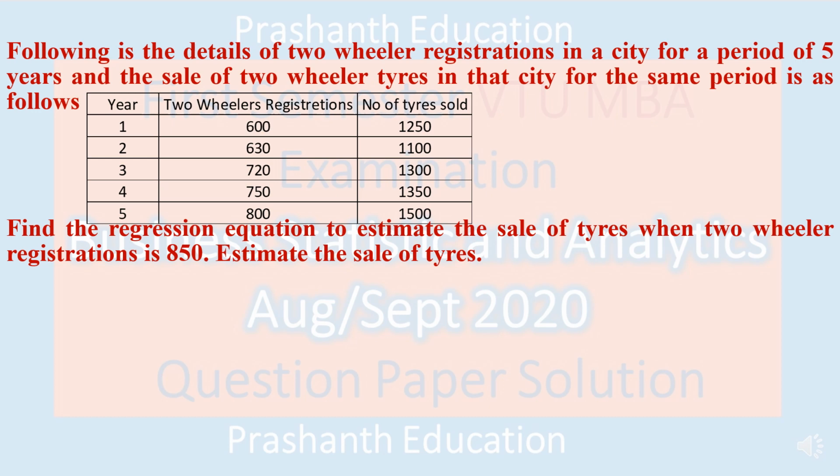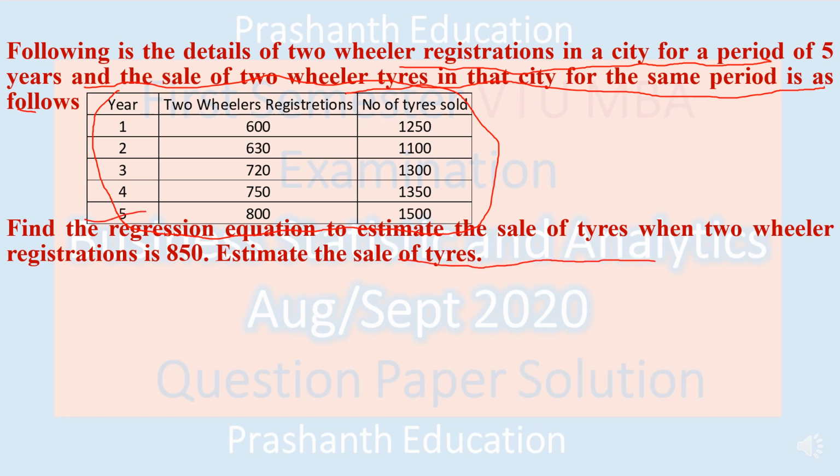Following is the data of two-wheeler registration in a city for a period of 5 years, and the sale of two-wheeler tires in that city for the same period. They have given the data: year, two-wheeler registration, and number of tires sold. Find the regression equation to estimate the sale of tires when two-wheeler registration is 850. If I make this X and this Y, I need to find Y on X, the number of tires sold.